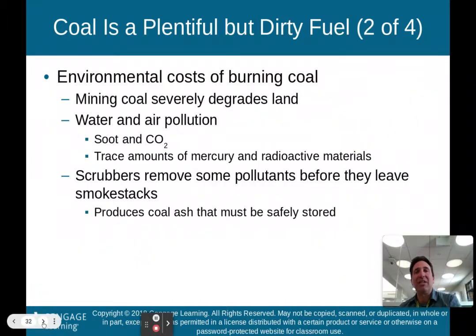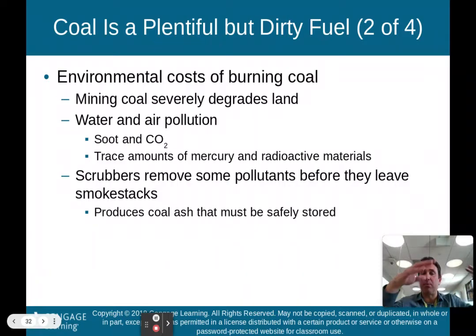Okay, so what's the environmental cost of burning coal? Well, mining coal severely degrades the land. Again, you've got to pull this stuff out of the ground, so it severely degrades the area that you are mining. You have water and air pollution, right? Soot, those fine particles left over when coal burns, coming out of those smokestacks, and of course carbon dioxide. In addition, coal produces trace amounts of mercury and other radioactive materials that then go into the atmosphere.